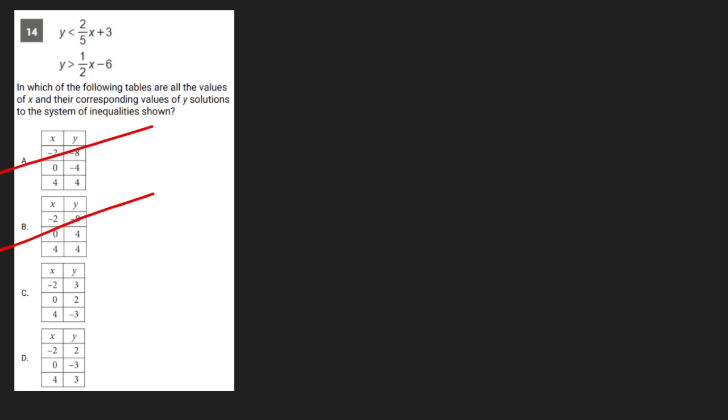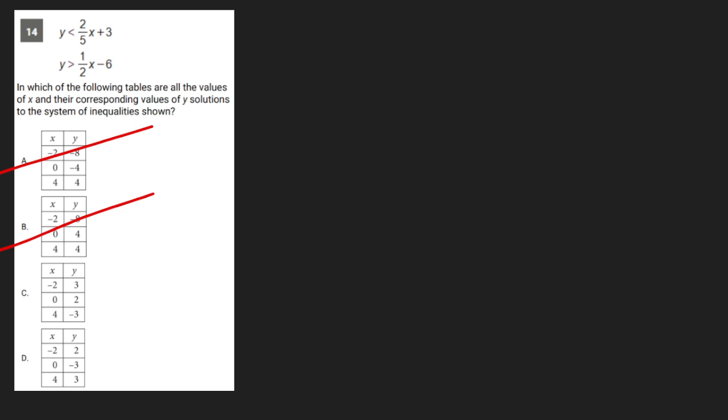If we plug in 0, x will be greater than negative 6, and both satisfy that. But it has to be less than 3 also. That satisfies, C and D will satisfy that. If you plug in negative 2, then it becomes negative 4 over 5 plus 3, which is 11 over 5.